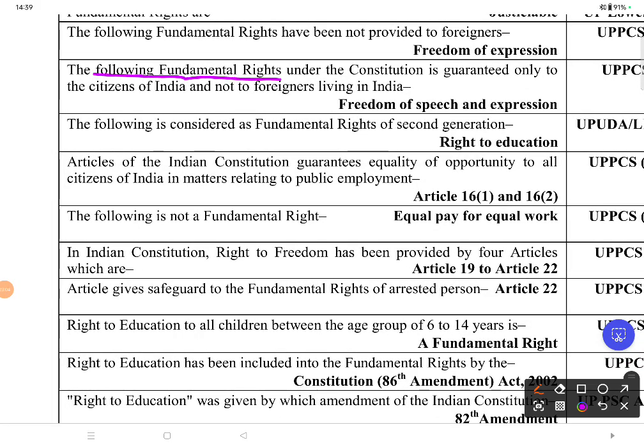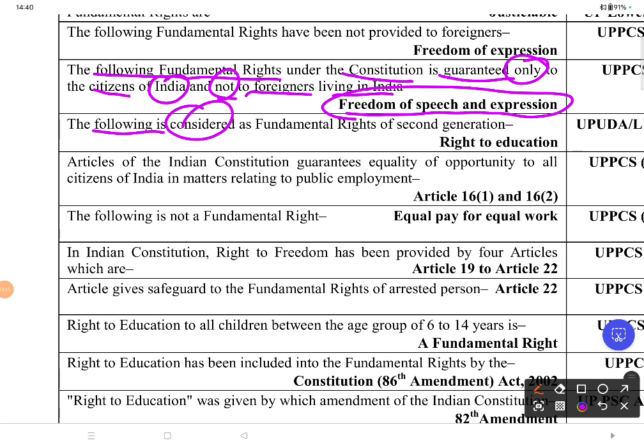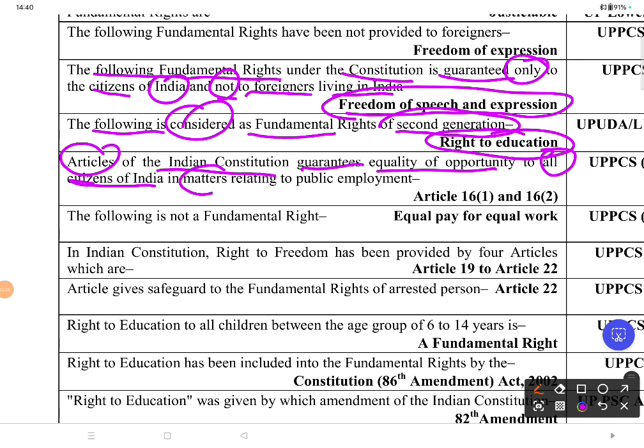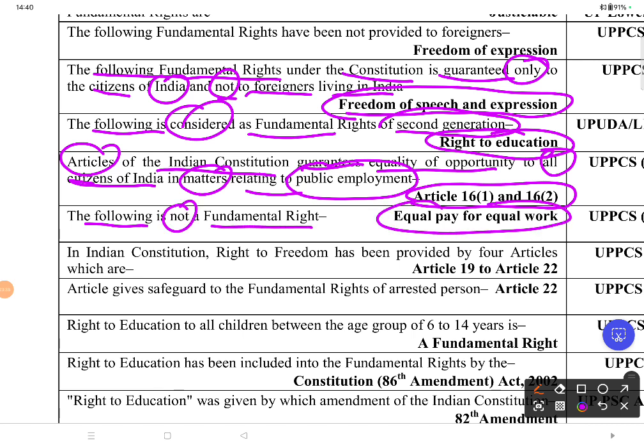The following fundamental rights under Constitution is guaranteed only to citizens of India and not to the foreigners living in India, that is freedom of speech and expression. The following is considered as fundamental rights of second generation: right to education. Articles of Indian Constitution guarantees equality of opportunity to all citizens of India in matters relating to public employment, Article 16.1 and 16.2. The following is not a fundamental right: equal pay for equal work.